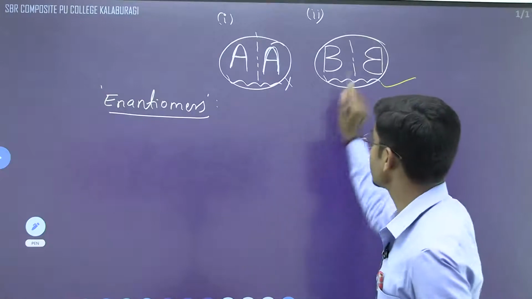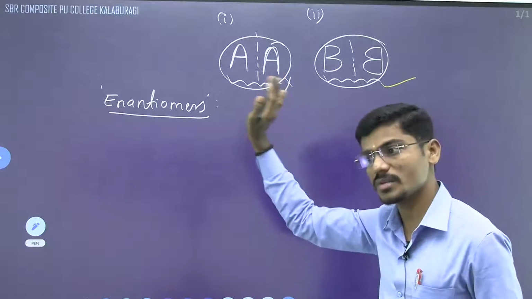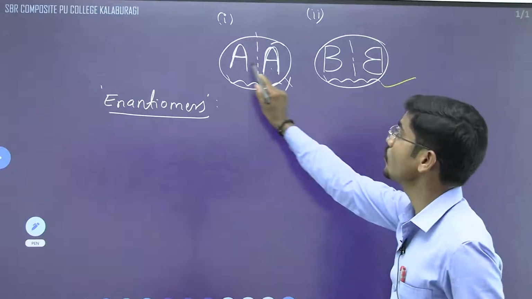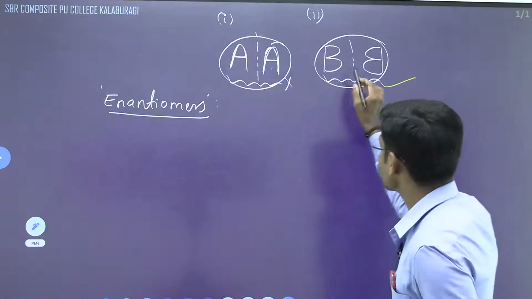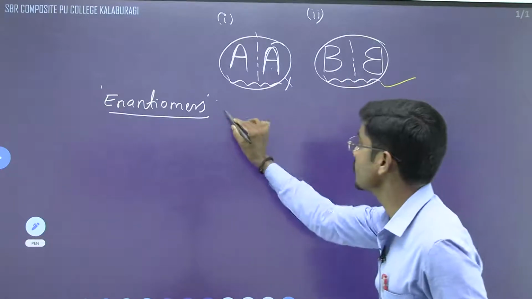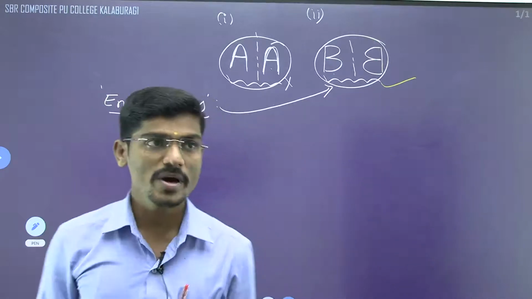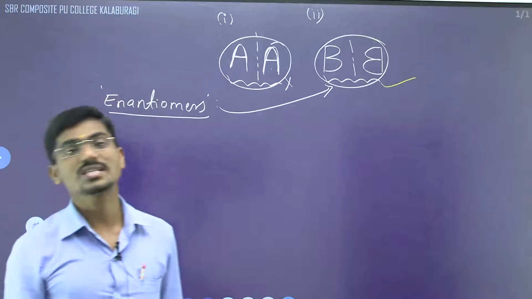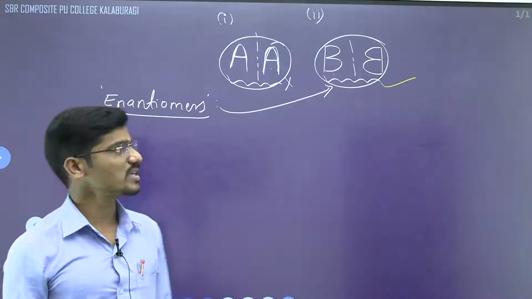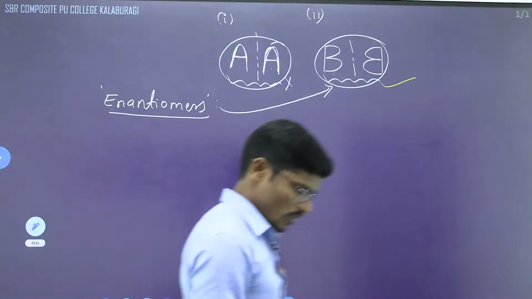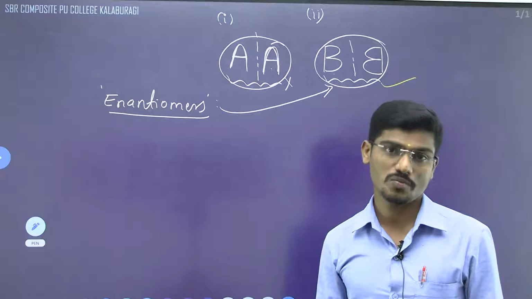Reason? Because these two are mirror images, A and A, but A is superimposable and B is non-superimposable. So these non-superimposable mirror images are called enantiomers. Is it clear? Yes. So up to this we have completed the molecular symmetry and chirality of the object.